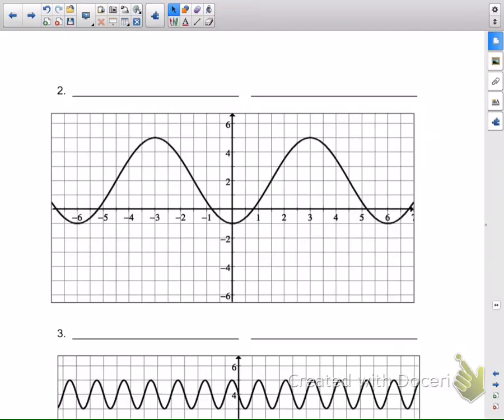On question 2, I want you to get started on your own. I want you to try to find the axis of the graph, the k value, the a value, and see if you can identify what the period of the graph is. Okay, so try to get started on your own.